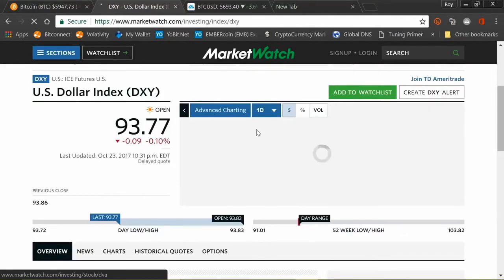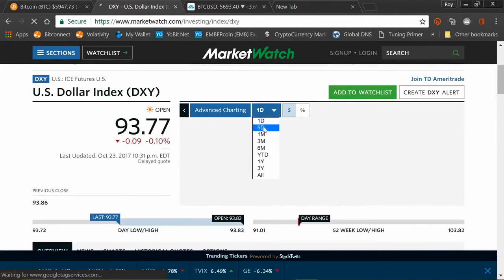Let's do a 5-day dollar index. Now it's refreshed, let's go to 5-day. So let's think about the dollar if this ever decides to load.